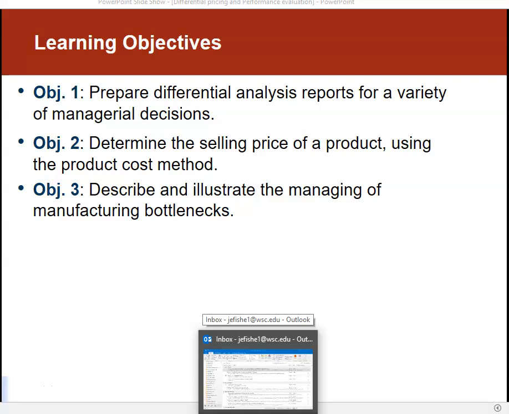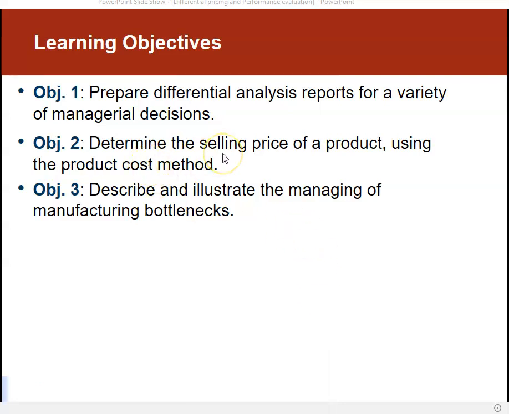Okay, so our next focus for our studies this semester is going to be based on differential analysis and performance evaluation, and those two terms really kind of go together. So when we look here at our objectives, we have three of them, but I do want to emphasize that we're going to spend an awful lot of time on objective number one. Okay, we're going to spend some time on number two, and then number three is probably going to be mostly self-study.